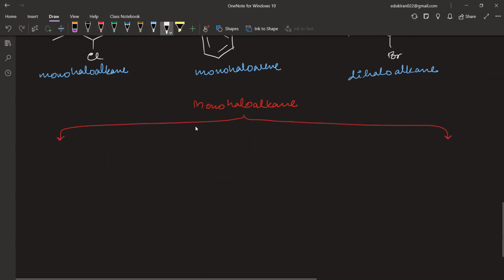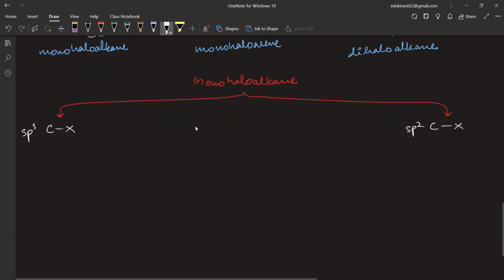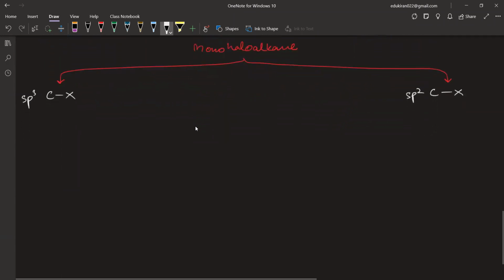The first category is if your halogen atom is attached to a carbon atom which is sp3 hybridized. And you can have the halogen atom attached to a carbon atom which is sp2 hybridized. So the carbon atom can be sp3 hybridized and the carbon atom can be sp2 hybridized. On this basis, we are now going to do some classification.